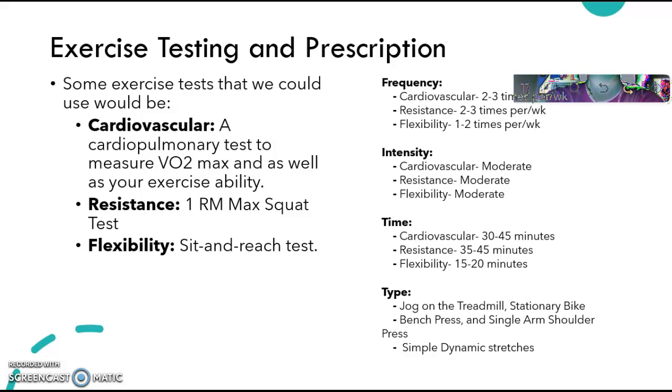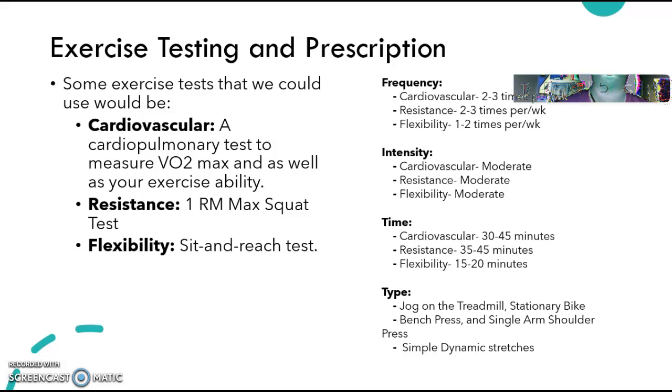All right, so now for the prescription. For frequency, cardiovascular about 2 or 3 times per week. Same thing for resistance, 2 to 3 times per week, and flexibility 1 to 2 times per week. For the intensity, I have them all at moderate because in the case study the doctor said not to exceed moderate intensity. So we can start off at light intensity and then work our way up to moderate, just to get him out there and working out.